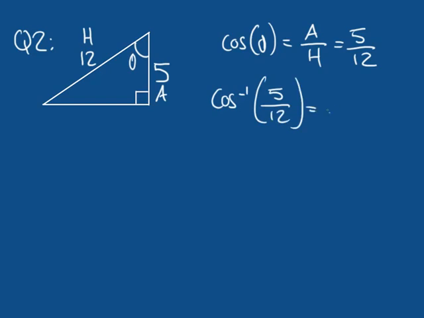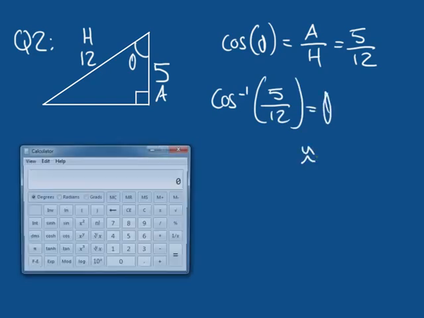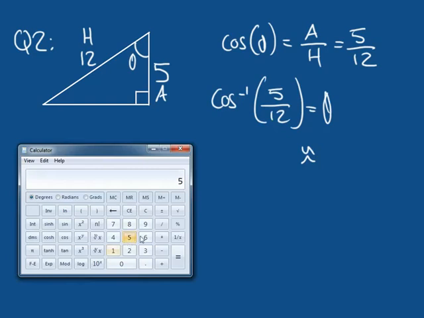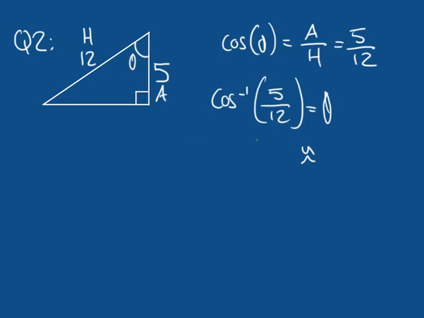That is going to give us the value of theta, and that is approximately equal to, if we use a scientific calculator, 5 divided by 12, and then we want the inverse cosine of that. So it's approximately equal to 65.376 degrees. So the answer you were looking for is around 65.376 degrees. Again, if you got that answer correct, well done.